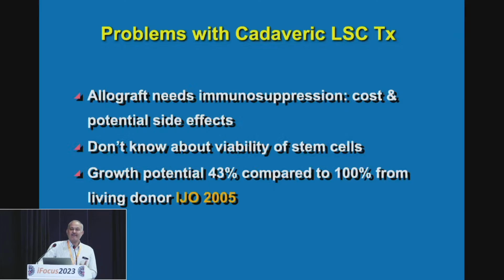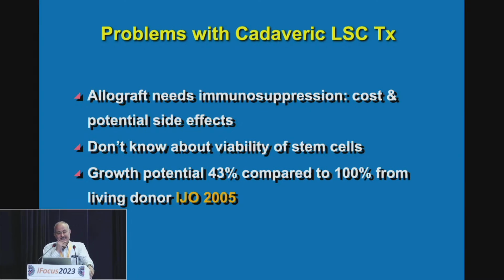The problem with cadaveric or any kind of allograft is that you need immunosuppression, and immunosuppression is very costly and potentially has side effects. To give you an idea of the cost, 1 milligram of cyclosporin is 1 rupee. If you put all the medications together, it will be around 5 to 6,000 rupees per month in the maintenance, 10 to 12,000 in the first 2 months. So it becomes very expensive to maintain.